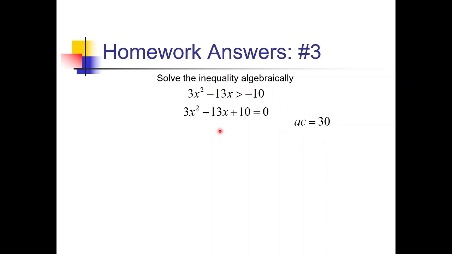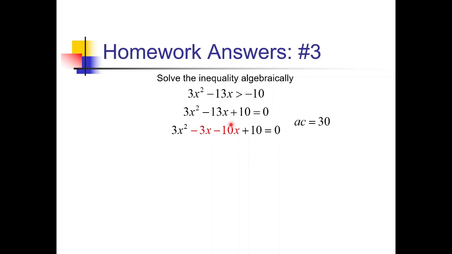Well, let me think. 1 times 30, nope. 2 times 15 would work, except they would have to be different signs. Since this is positive 30, they have to have the same sign. So let me keep looking. How about 3 times 10? Yeah, that works if I have negative 3 and negative 10. So let me break up this negative 13 into a negative 3x and a negative 10x.